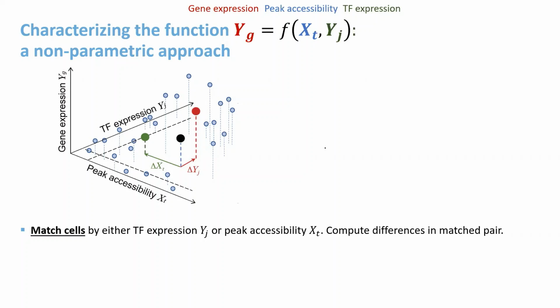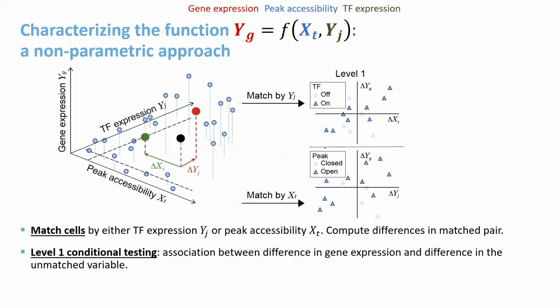And then what we do next is to compute the differences in the other two variables that are not matched for. Okay, so you match by the TF expression, you compute the difference delta y_g, and you compute the difference delta y_j in this case. And quite naturally, we just do a very simple correlation test between the differences of the other two variables. So you want to see whether there's a correlation while you already control for all the variation in the variable that is matched for. And importantly, this matching not only controls for the linear variation in the variable, but also the nonlinear variation as well. Okay, so this is what we call level 1.